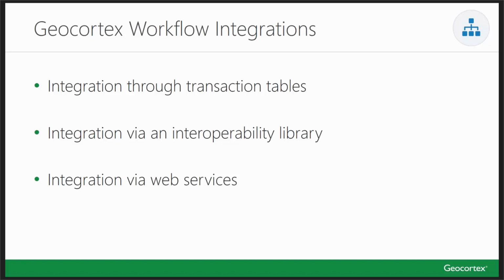Integration via interoperability library. Since workflow is implemented in .NET, there's an opportunity to leverage any interoperability libraries or APIs to be deployed using workflow. And then integration with web services. If the third-party application publishes a web service, the Geocortex workflow can integrate by calling the application's endpoints, and that could be used in a URL parameter. So this is an overall example of this.